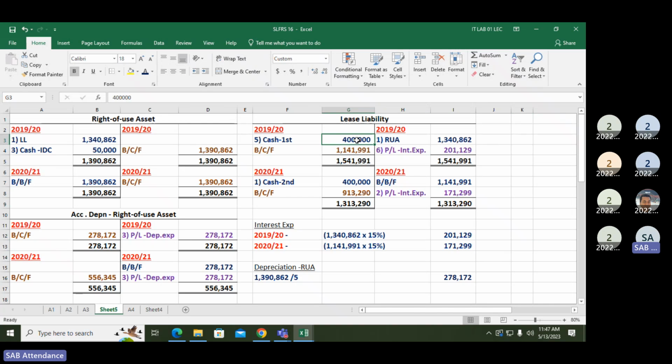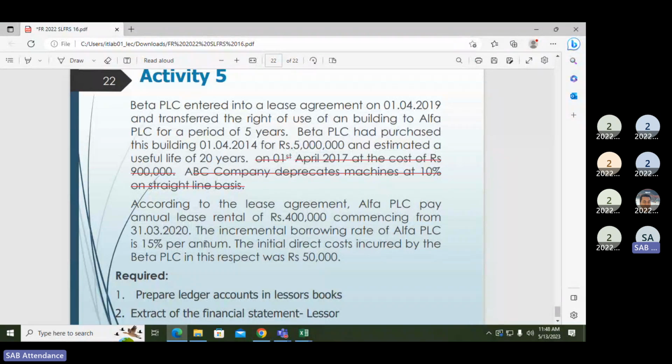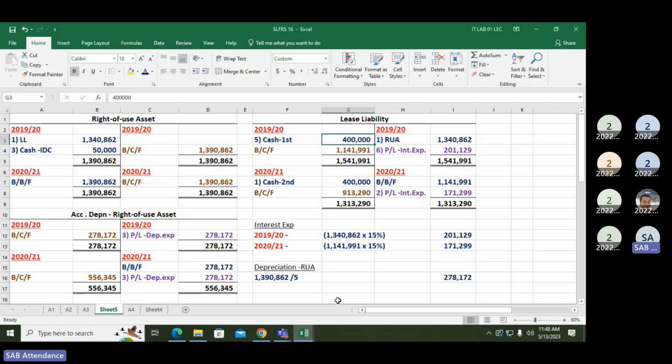Because in this lease agreement, 400,000 annual rental of the building, there is no lease interest rate in the lease agreement. So this 15% is given as the incremental borrowing rate, right? This 15% interest is the incremental borrowing rate of Alpha, the lessee's side.